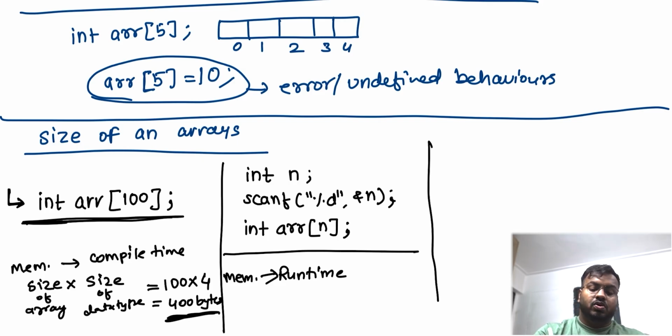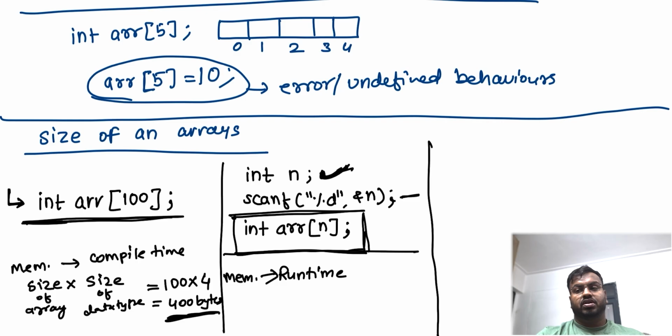But in this case, you are creating an array of size n. What happens is that the compiler has no idea about the value of n. Why? Because the compiler will get the value of n at the runtime. Means after the compilation, when your execution starts, then you are going to enter the value of n. So the compiler has no idea about the value of n, so the memory is allocated at the runtime in this particular case.